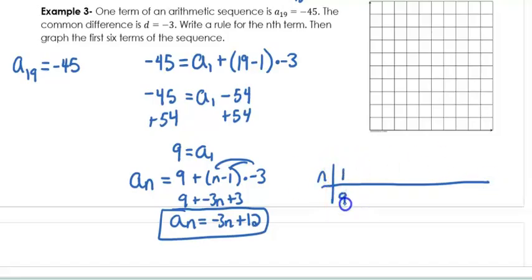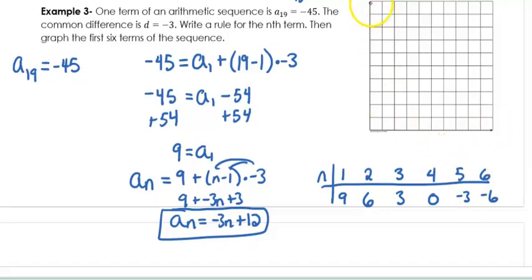So the first term is 9. The second term, you plug in 2 and you get 6. The third term, if you plug in 3, you get 3. The fourth term, you get 0. The fifth term is -3. And the sixth term is -6.